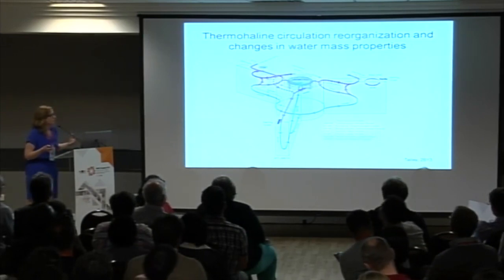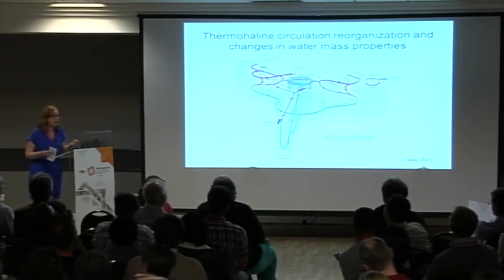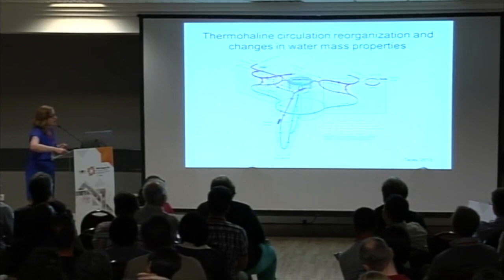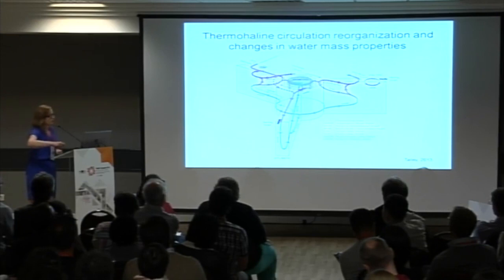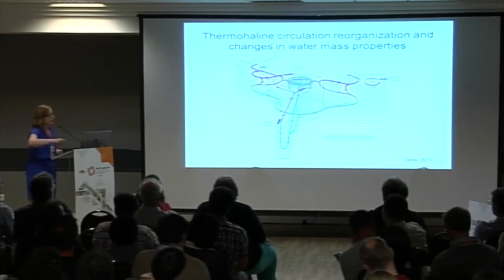But part of this is related to the fact that there was thermohaline reorganization during the mid-Pleistocene transition, and it's also possible that the characteristics of where deep water masses are forming changed as well. So did the salinity balance change in the North Atlantic, and did it also change in Antarctica?